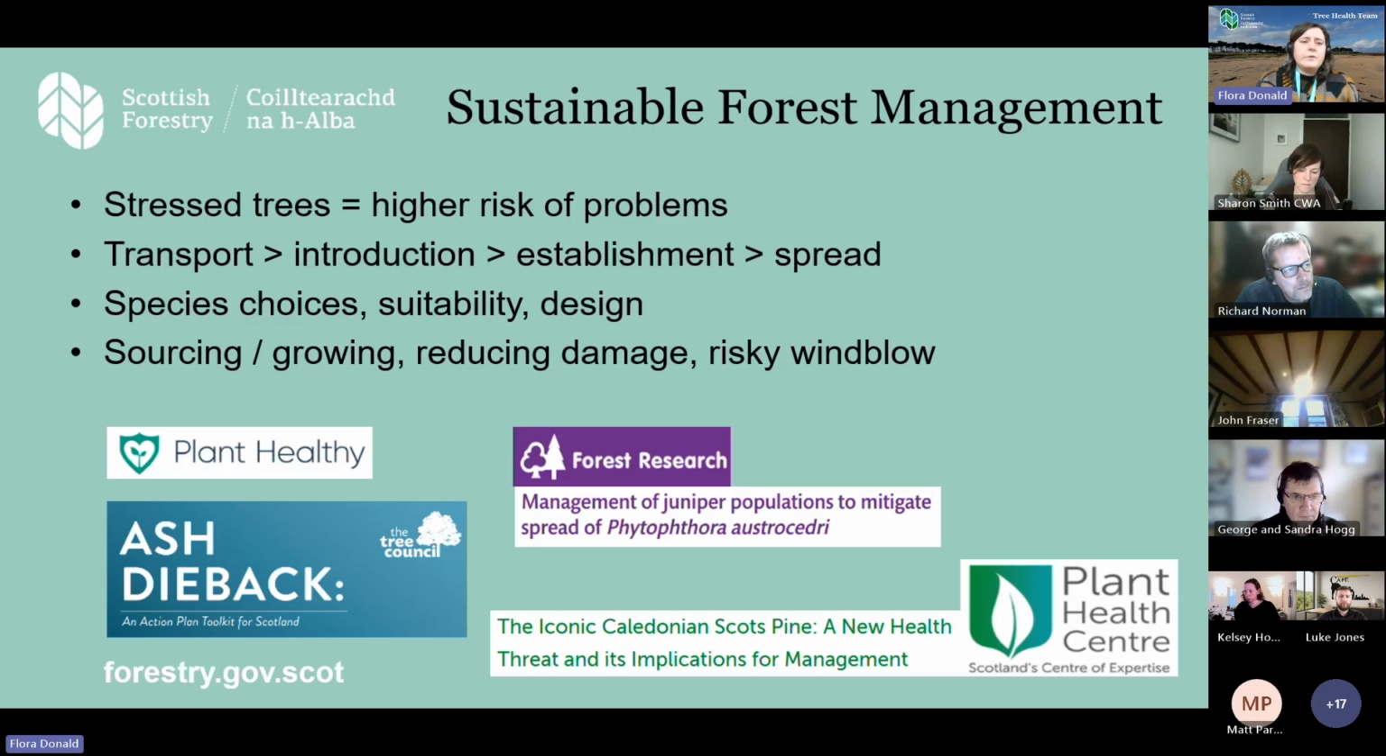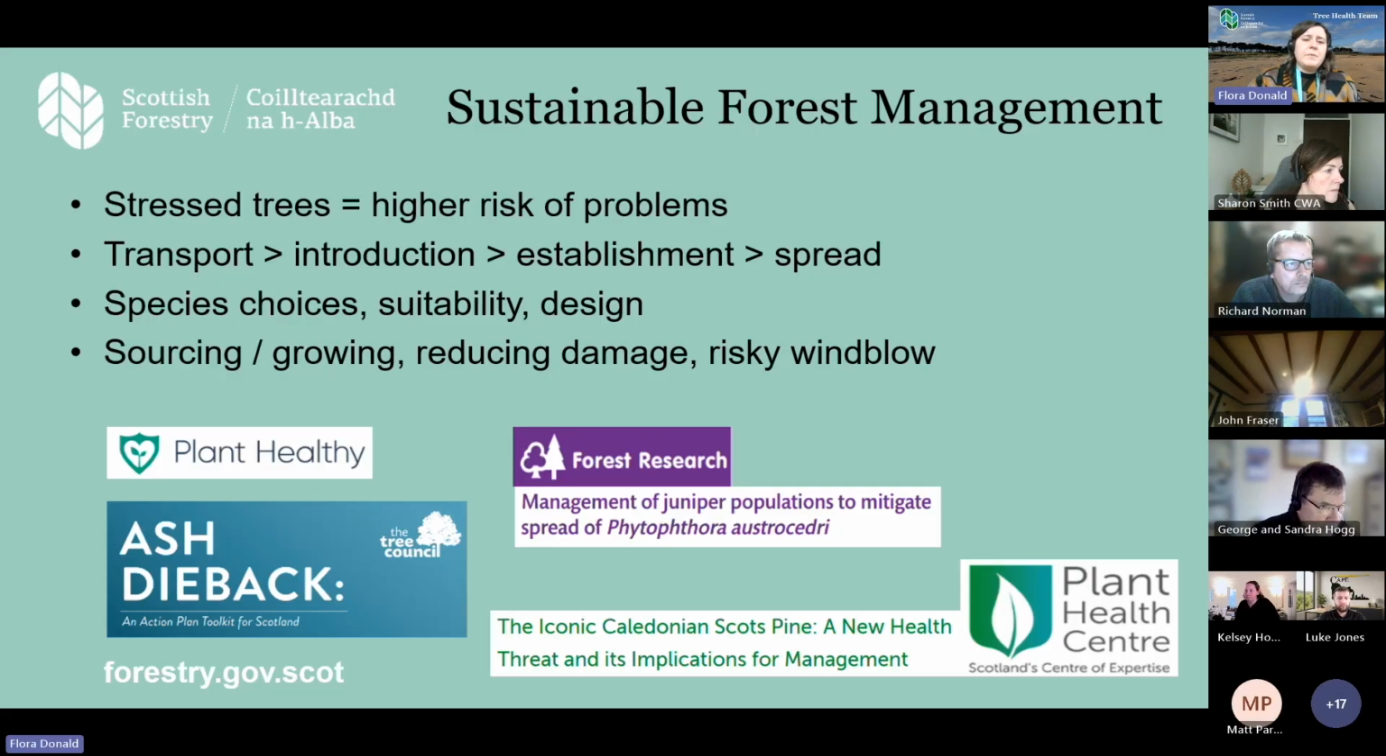So it can be anything from which species you choose to replace with, the suitability that they have on your site, the design of your woodland. Matt mentioned sourcing. It's very important where you get your trees from. Look out for what's called Plant Healthy certification. And if you're growing your own material, have a look at Plant Healthy, because it gives standards for biosecure growing of trees. So do take a look at that.